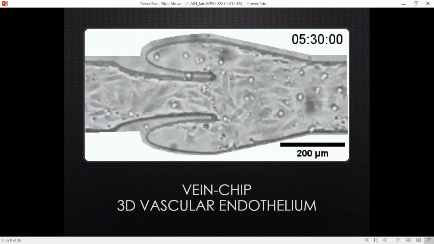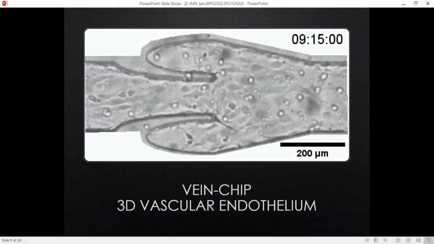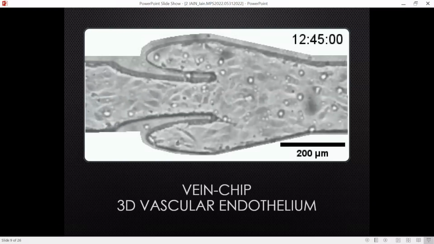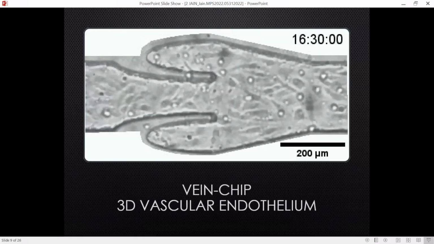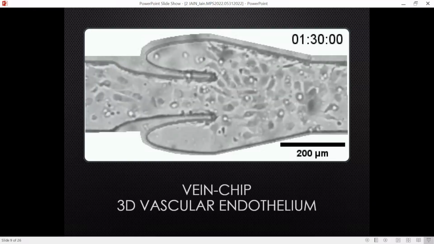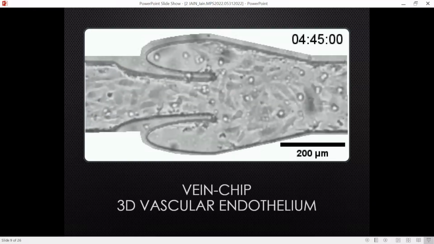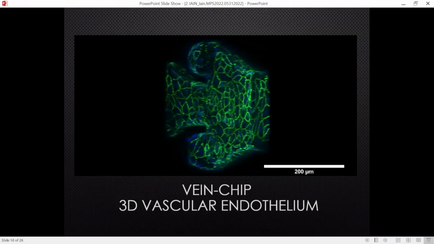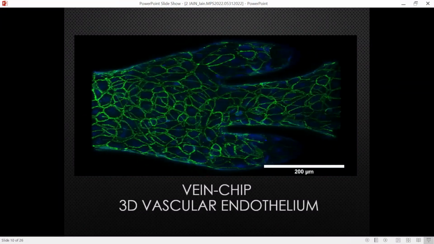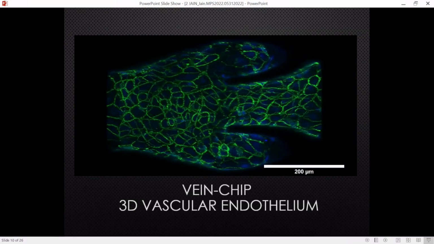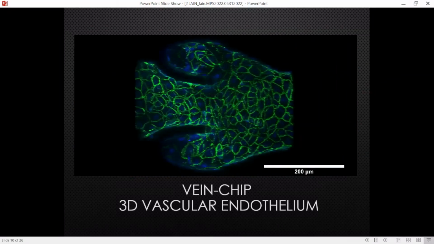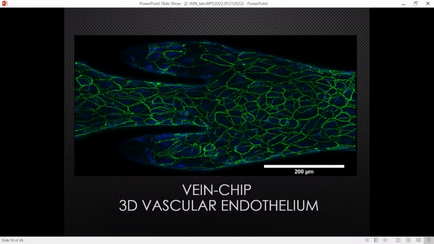So over a period of about 18 hours, what you see is that these endothelial cells that were initially seated are getting confluent within the vein chip. And in fact, it's not just in 2D, it's actually in 3D. We can actually create an endothelialized vein chip in my lab. So the barrier function is competent in the valves itself, and we check that.